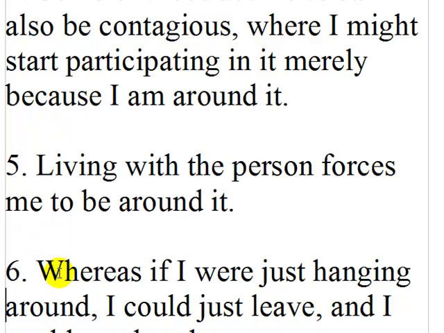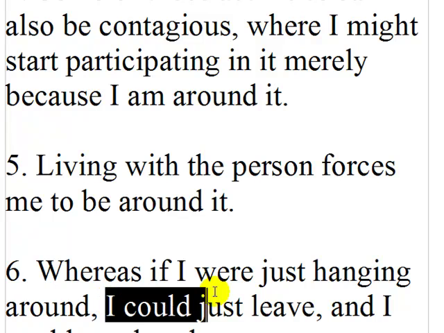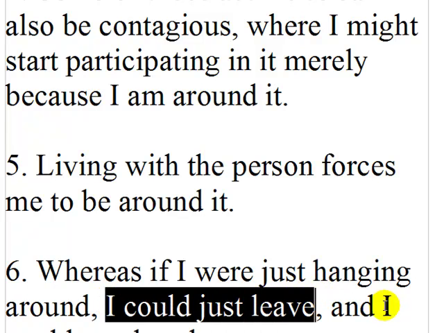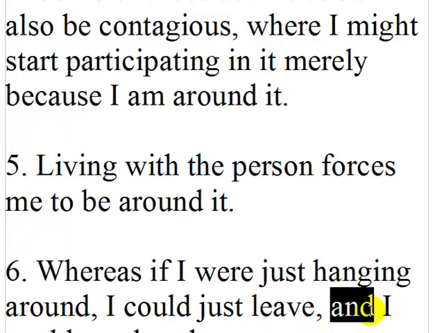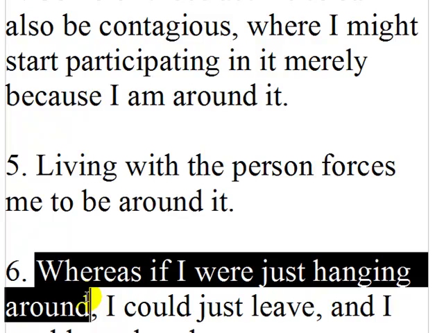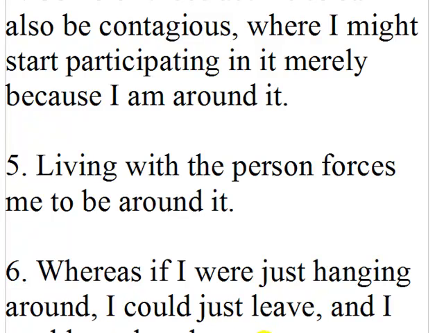6, whereas if I were just hanging around, I could just leave and I could go elsewhere. Wow, check it out. In this case, you have an independent clause, I could just leave. You have "I could go elsewhere" as another independent clause, and this makes it a compound sentence because of "and." It joins the 2 independent clauses, but because of "whereas if I were just hanging around," I think this makes it a compound-complex structure, the more complicated one. Notice it's actually not that long, but it's still a fairly complicated sentence.